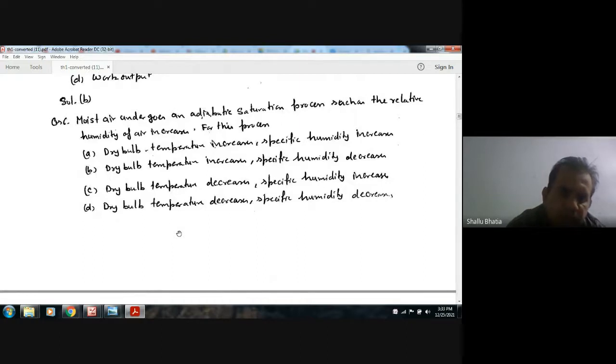Moist air undergoes an adiabatic saturation process such that the relative humidity of the air increases. For this process: A. Dry bulb temperature increases, specific humidity increases. B. Dry bulb temperature increases, specific humidity decreases. C. Dry bulb temperature decreases, specific humidity increases. D. Dry bulb temperature decreases, specific humidity decreases.